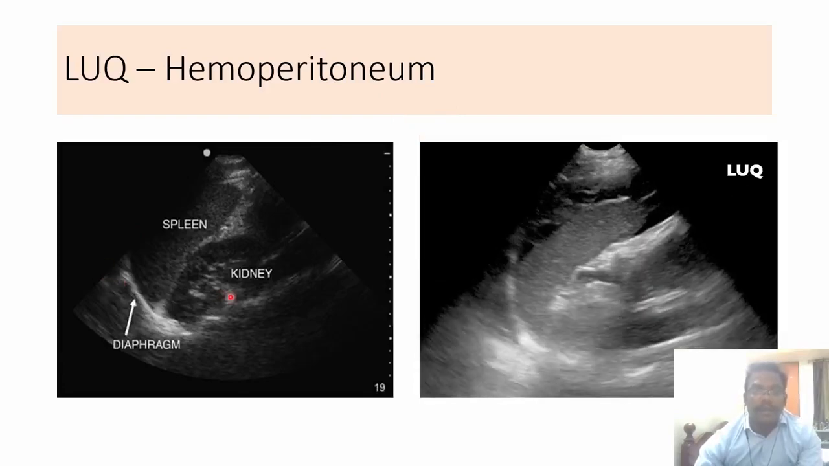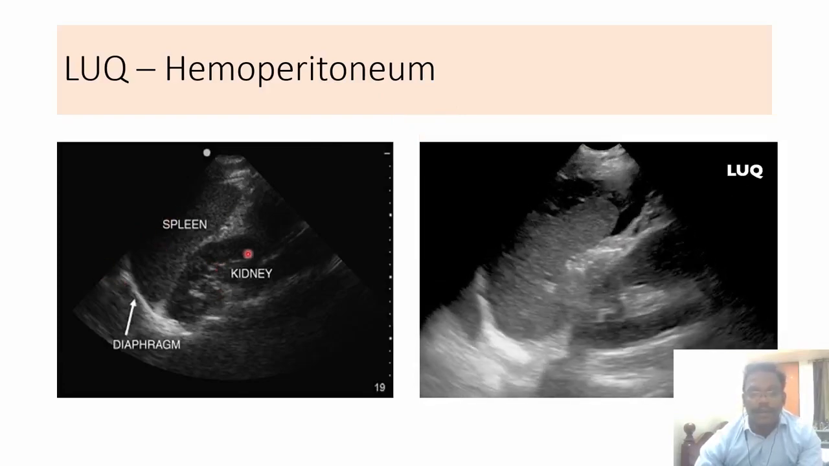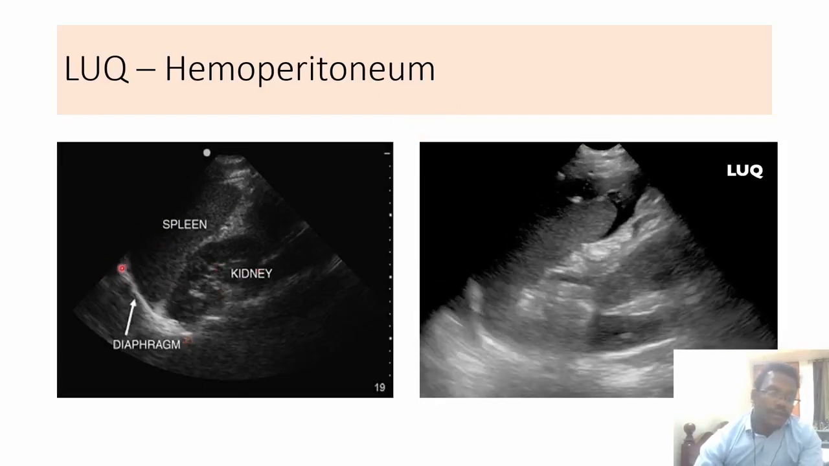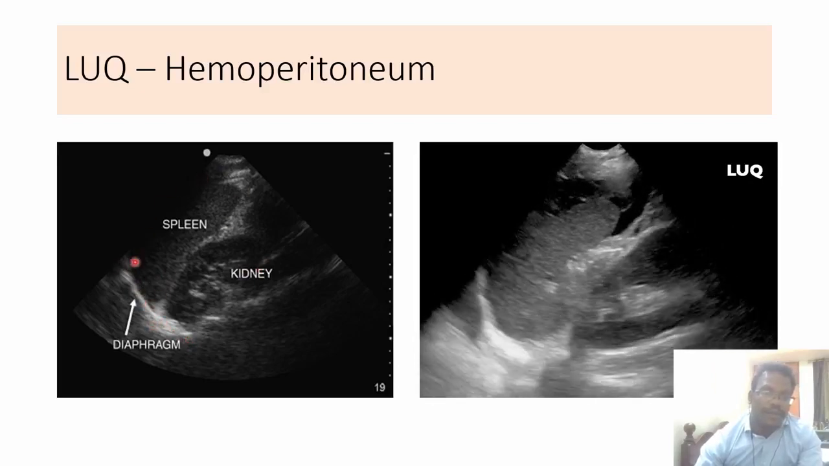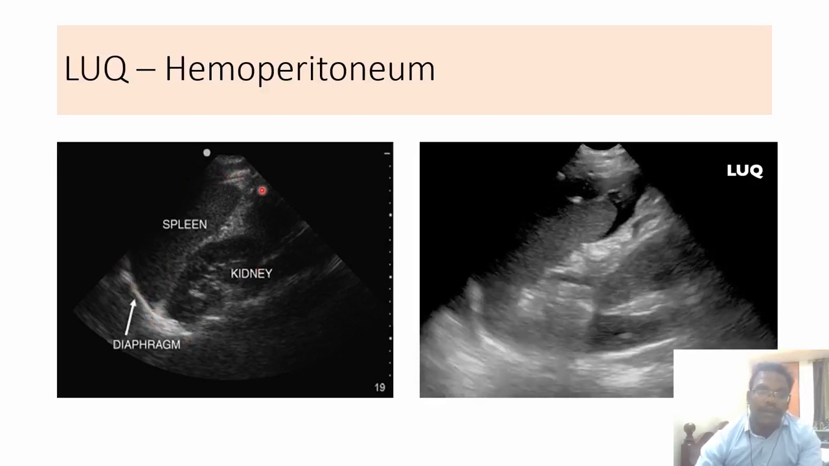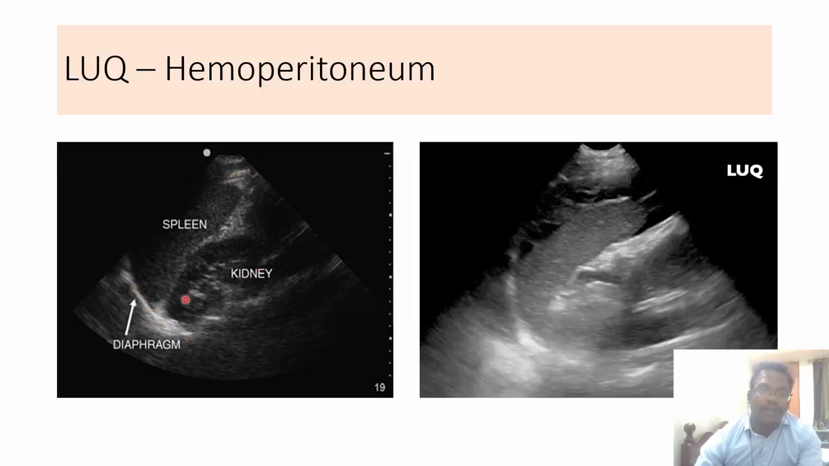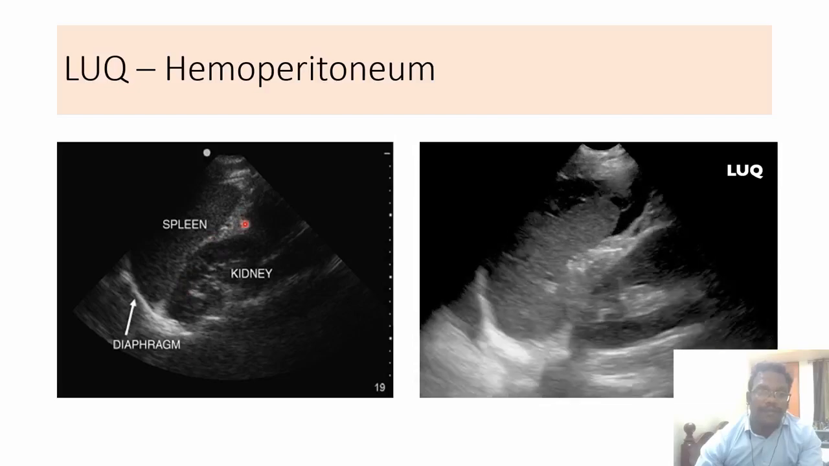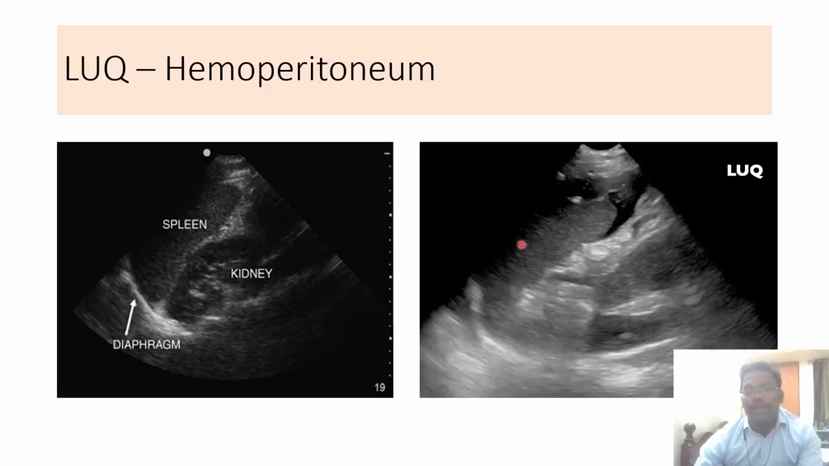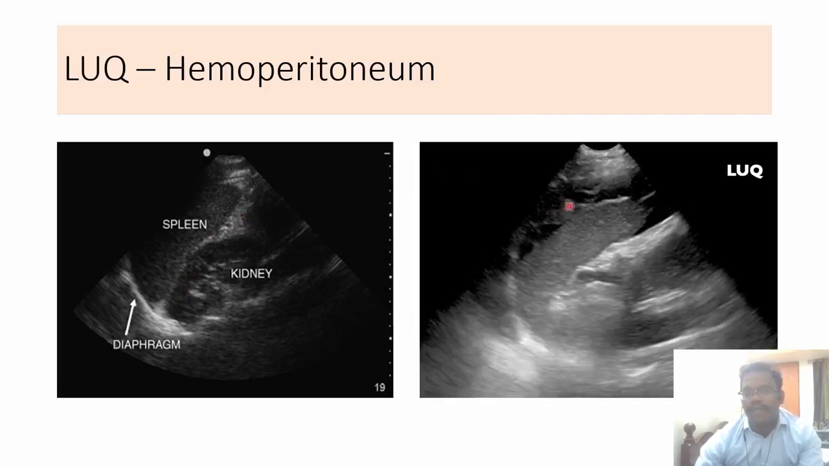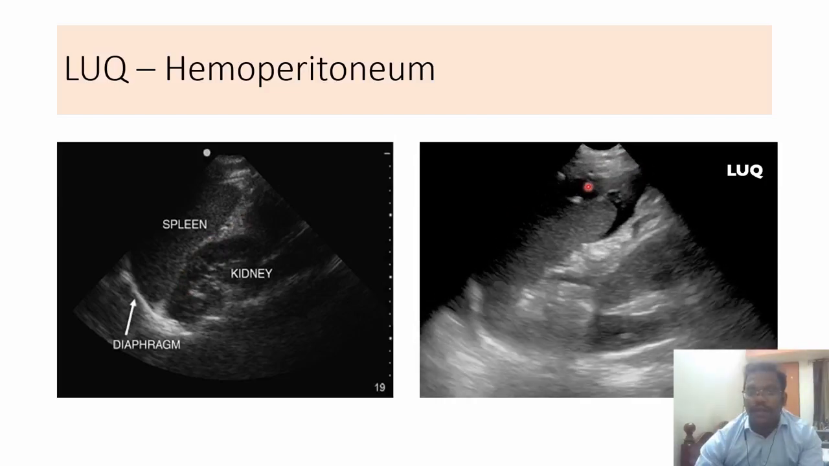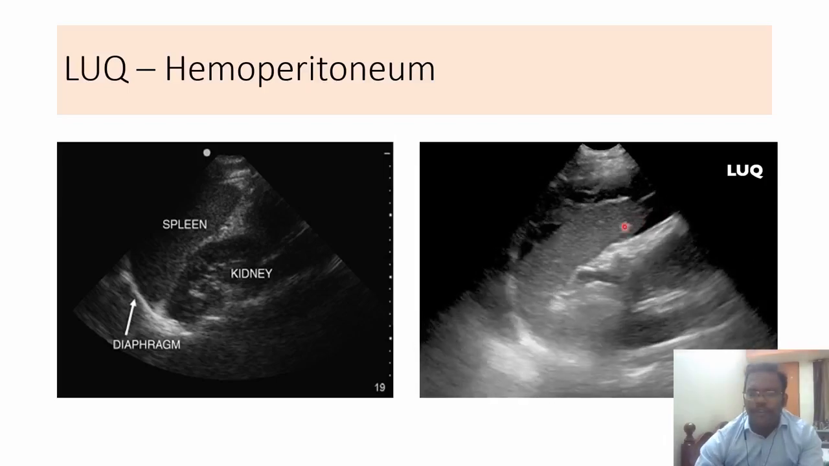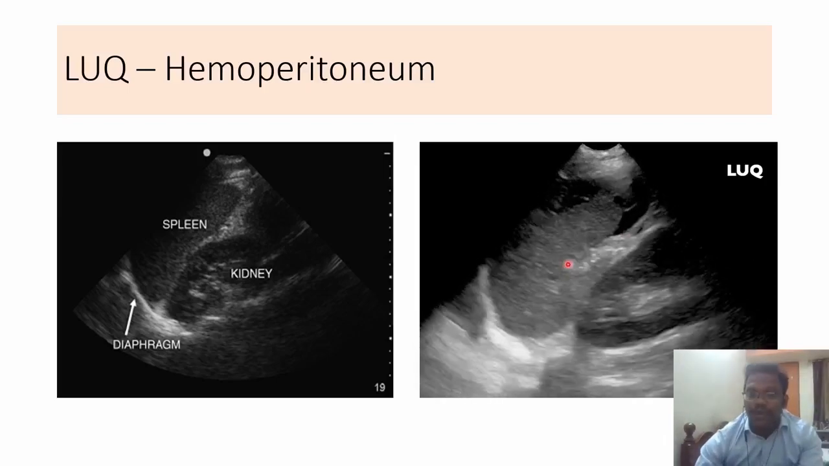This is a completely normal left upper quadrant image. Let's see here. There is the diaphragm, and this is the spleen, and there is no free fluid collection in the perisplenic space or around the tip of the spleen, and the splenorenal recess is also completely free of fluid. But here we can see there is a fluid collection in the perisplenic space and around the tip of the spleen, and there is some fluid collection here also in the splenorenal space.